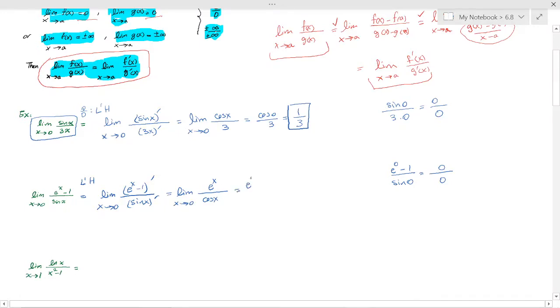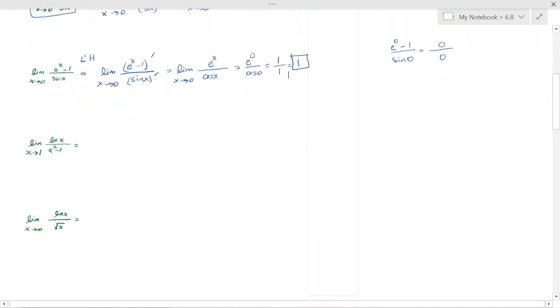Now replace 0. What we get is e to 0 divided by cosine of 0. E to 0 is 1, cosine of 0 is 1, so 1. If this turns out, for example, to be 0 over 0, you again apply L'Hopital's rule. Okay, so now here 1 is the limit. Let's go on to the next example.